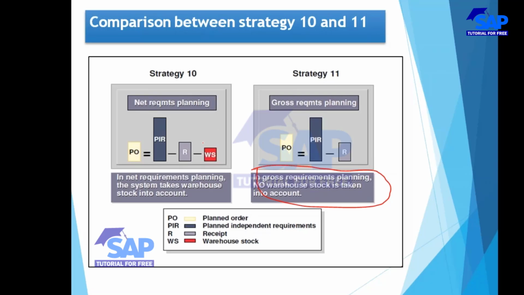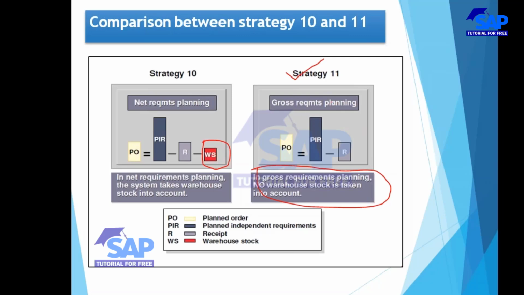In case of strategy 10, the one which we discussed yesterday, the warehouse stock is also considered. Whereas in case of 11, the one which we are going to discuss today, the stock is not considered. That means even though you have stock, still you want to do production. Strategy 11 is called forced production. That is the main feature of strategy 11.